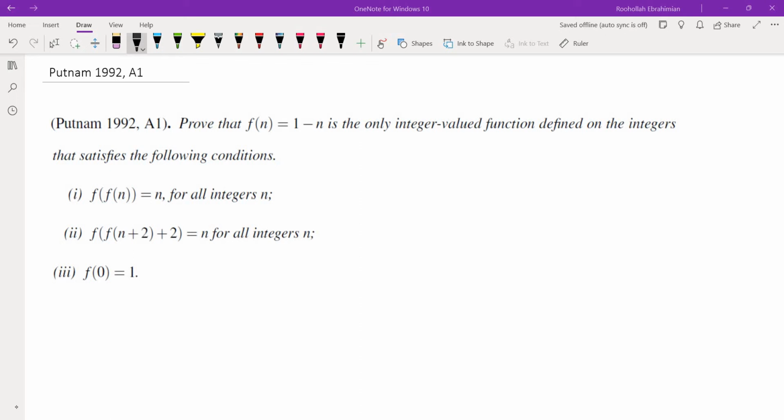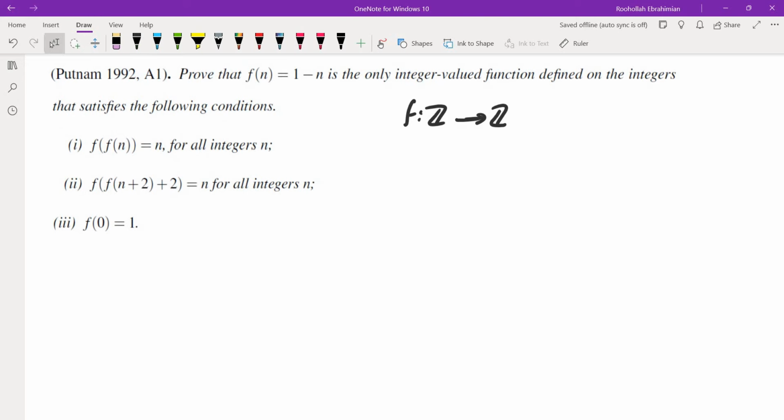And in this case, in fact, they also told us what the function is. So let's first read the question and then we'll get to the details of that. Prove that f of n equals 1 minus n is the only integer valued function defined on the integers that satisfies the following conditions. So this function f is from integers to integers, and it satisfies these three conditions, and we want to find out what this f of n is. And in fact, they told us that f of n equals 1 minus n is the only integer valued function satisfying these.